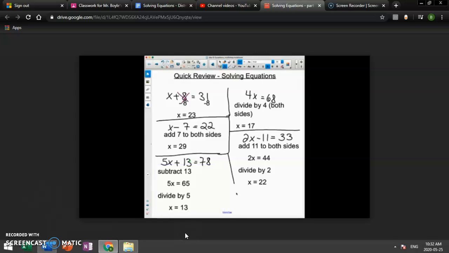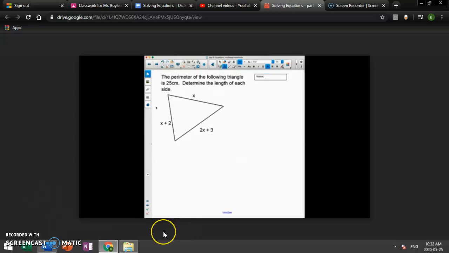If you don't understand the balance method, please let me know. We need to go over it, because it's important. You do stuff in grade 10 based on the balance method. Taking that and making it a more practical equation, something you might see in real life. The perimeter of the following triangle is 25 centimeters. Determine the length of each side.